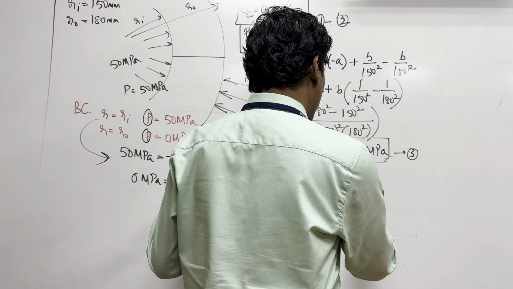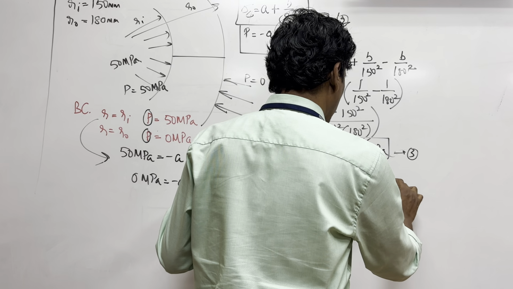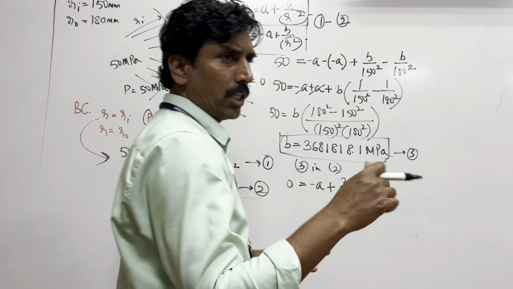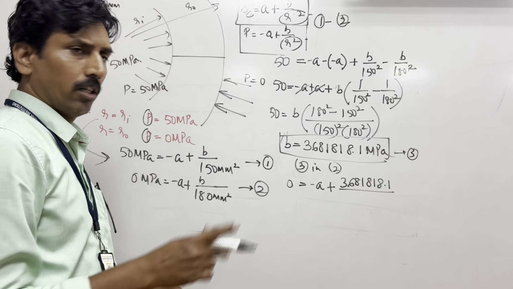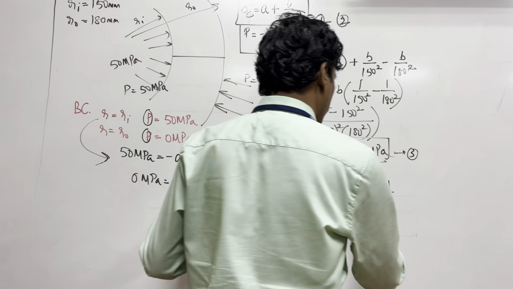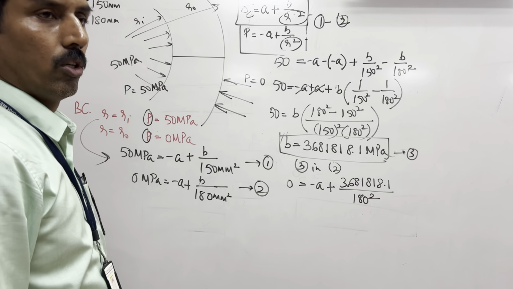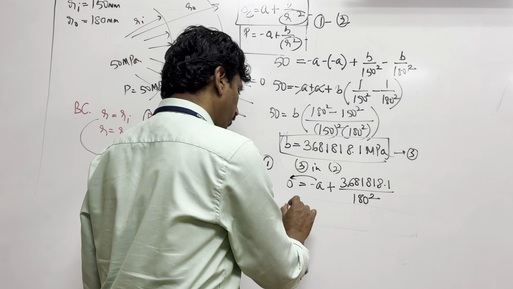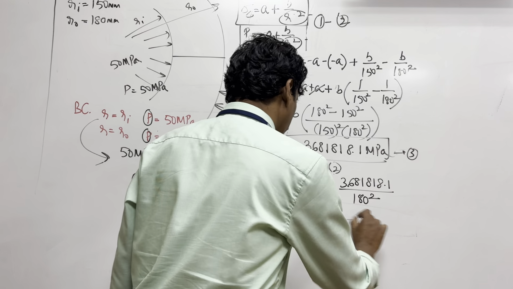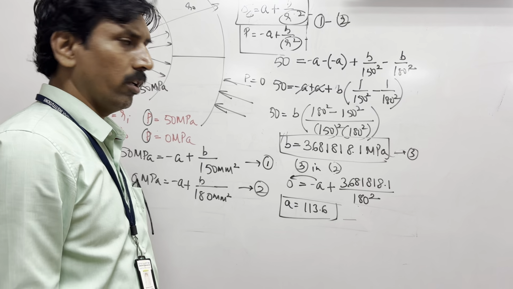B value is known. 3681818.1. So be careful while transferring these values from the calculator. Whenever from the calculator, you can directly use it, no issues. And divide by 180 square. So you can take this A this side. So what is the value of A? 113.6. Okay, you get a very large B value, very small A value.